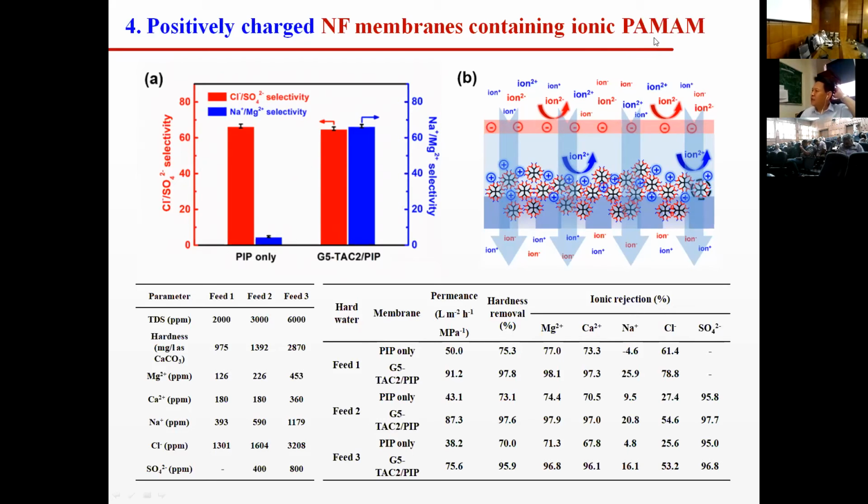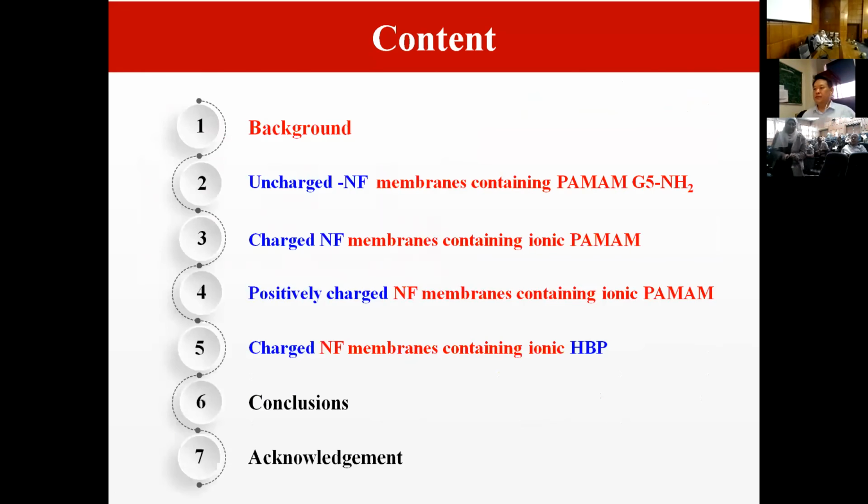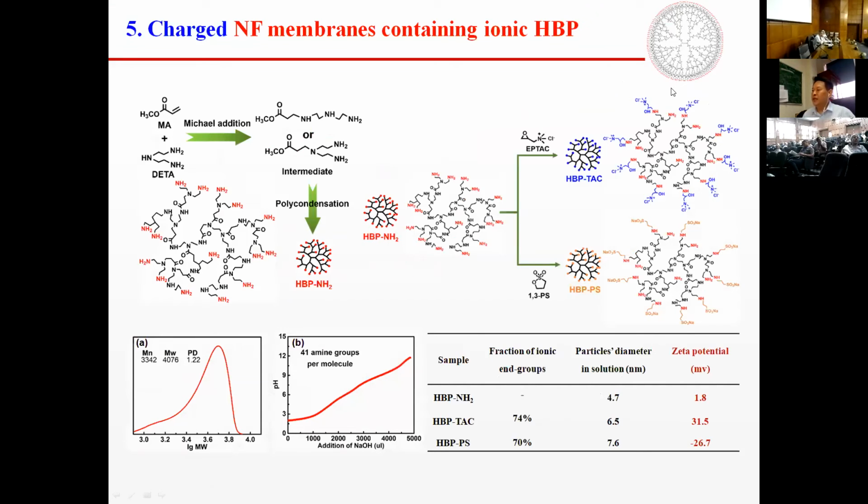But we know PAMAM is relatively difficult to prepare on a large scale. For practical application, we need nanoparticles that are easier to synthesize and lower in price, lower cost. So besides the dendrimer, we have another kind of polymer with nanoparticle size. It's called hyperbranched polymer. So we prepared a series of hyperbranched polymers like this, using this route.